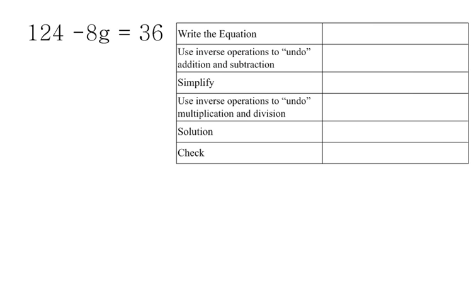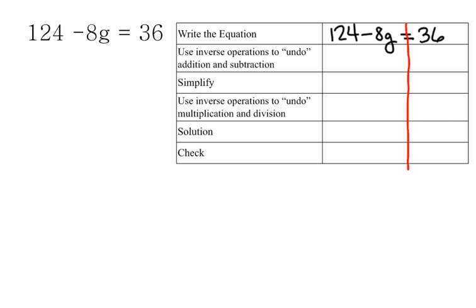Here's another example. This one's going to be a little bit special because of the coefficient that is with the variable. 124 subtract 8g equals 36. First, I will ask you to draw a balance line. Then I'm going to ask, what is the variable?